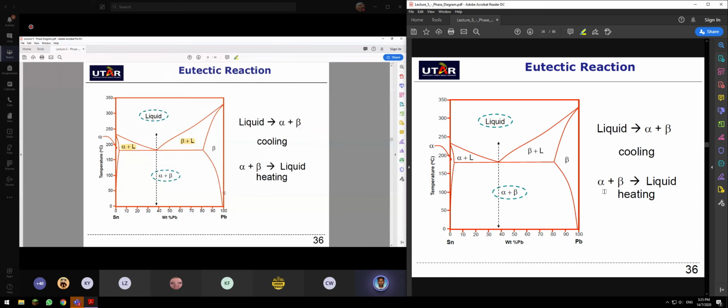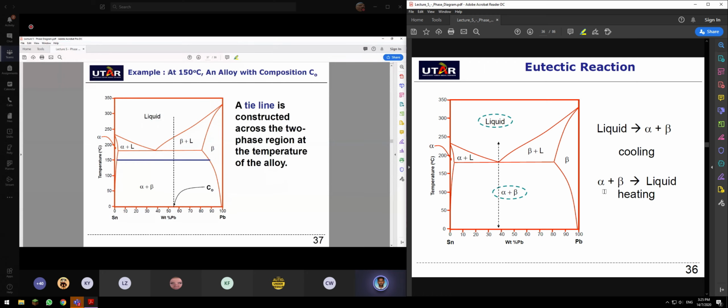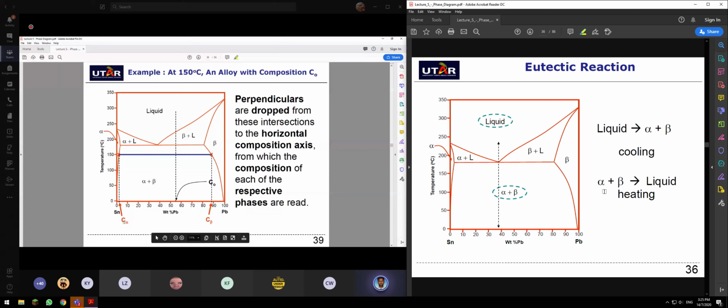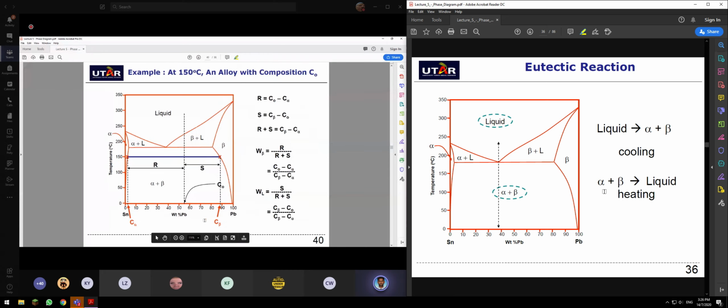Okay, let's go to another example at 150 degrees Celsius, and allow me to look at the composition of this. 150 degrees Celsius is below your eutectic temperature, so everything is in solid. Below the eutectic temperature, everything is in solid, so it exists in either alpha or beta, C alpha or C beta.